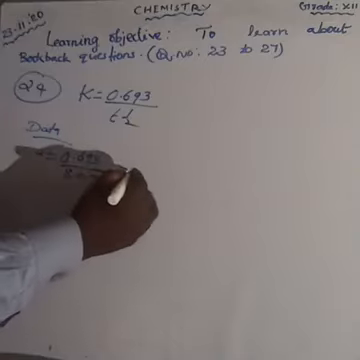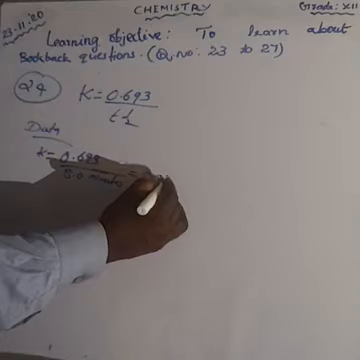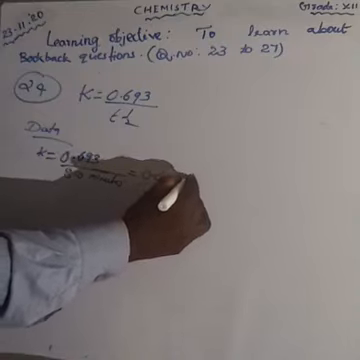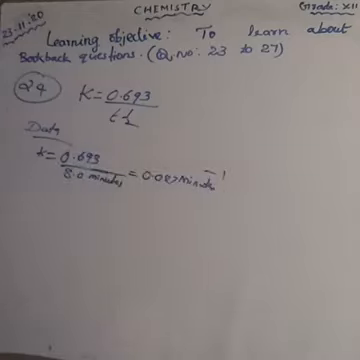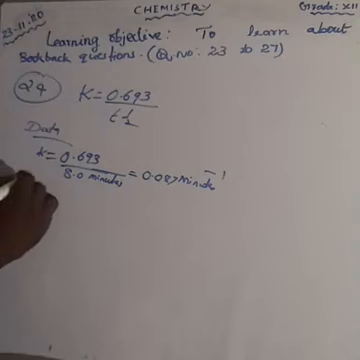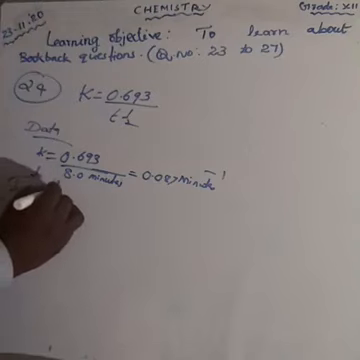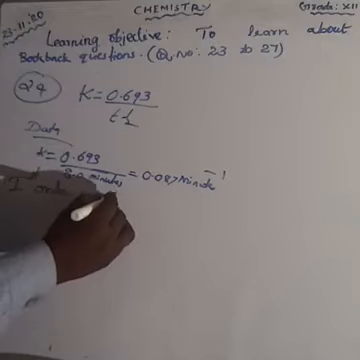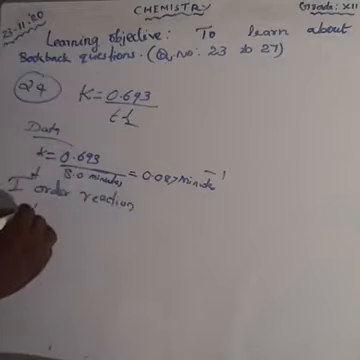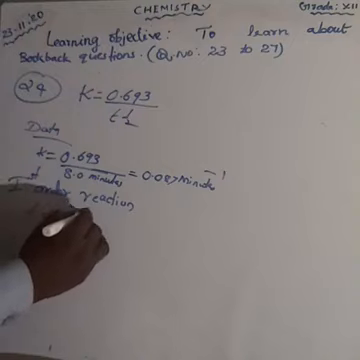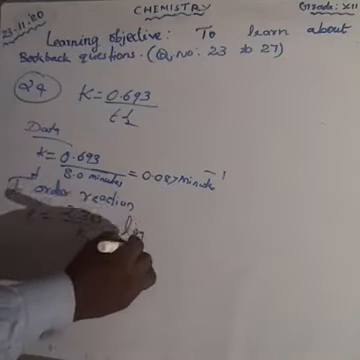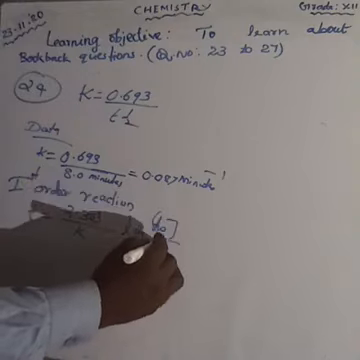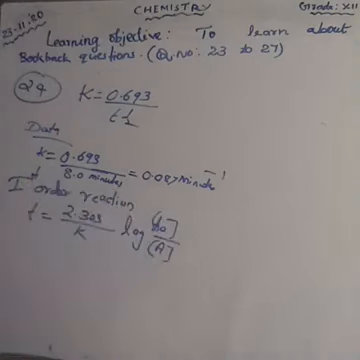Units, that is equal to 0.087 minutes inverse. Okay, then you should write the first order reaction. T is equal to 2.303 by K. We are calculating the time T. And log A naught divided by A.